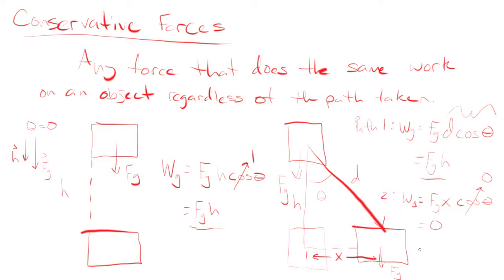So the total work done by gravity is just Fg times h. The same in both cases. All right, so this is an example of a conservative force. Gravity is a conservative force because it doesn't matter the path you take to get from point A to point B, the work done by gravity will always be the same.